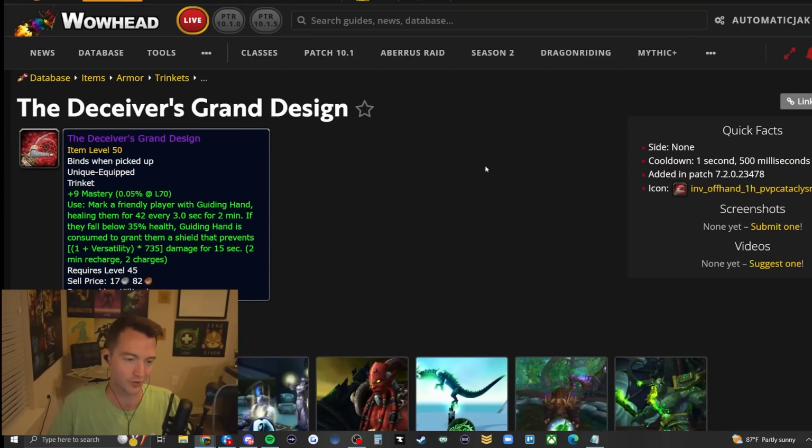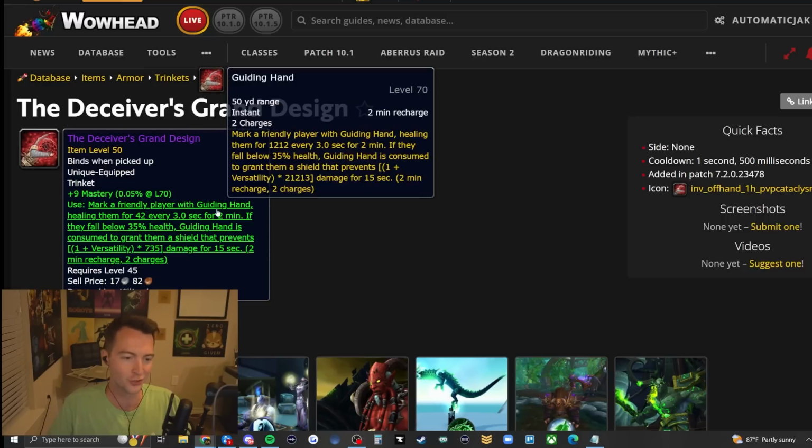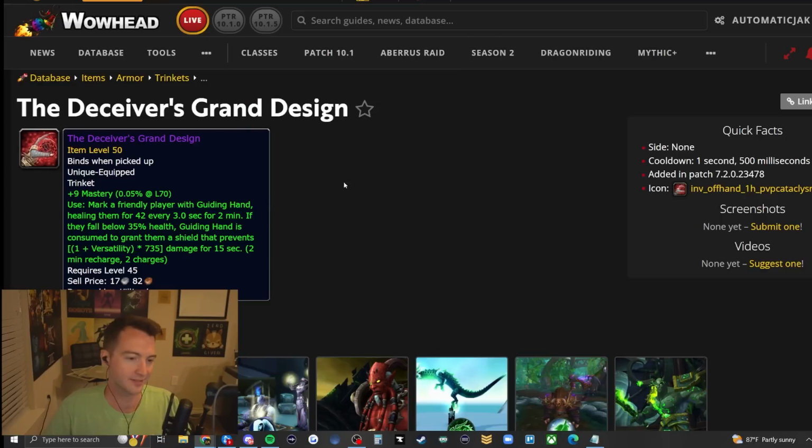So you have two charges, and you're able to put this 2 minute long buff effect onto one of your allies. And again, you can have it on two, where it's going to constantly be healing them for a small amount every 3 seconds for 2 minutes. But if they drop below 35%, the Guiding Hand procs, puts out a shield, and it further protects them. It sort of consumes that healing effect and replaces it with a shield instead.